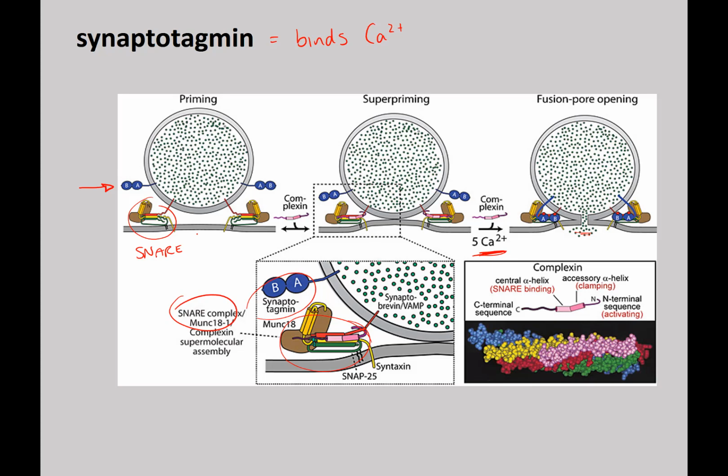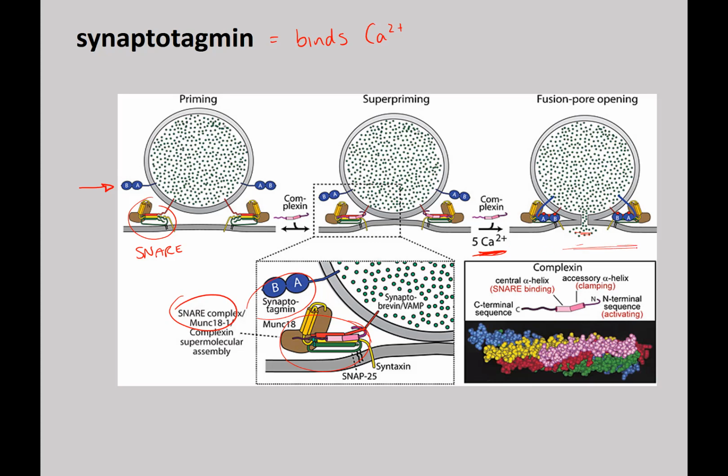And synaptotagmin must interact with the SNARE complex to allow the release of the neurotransmitters. And that is dependent upon calcium influx into the cell, which is dependent on a voltage-gated calcium ion channel. So you've got to get that signal all the way down to the end of the axon bouton, in order to open up and get those calcium ions in.